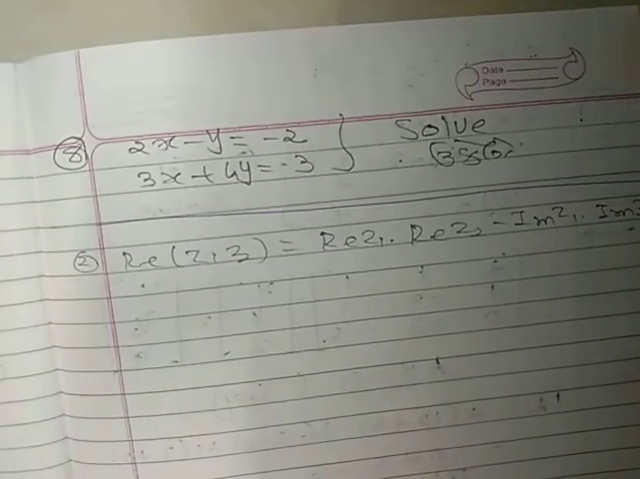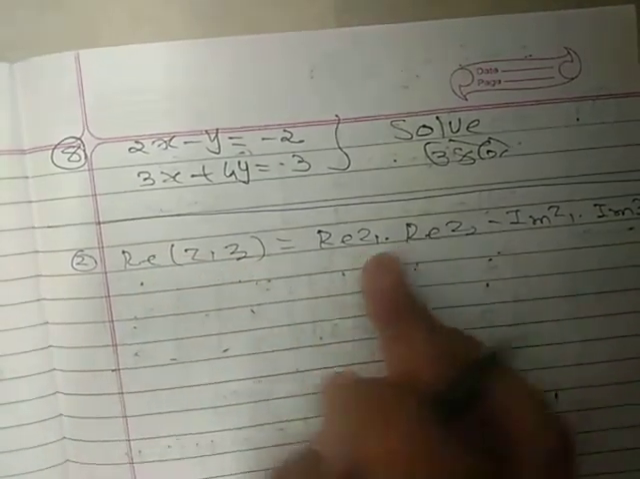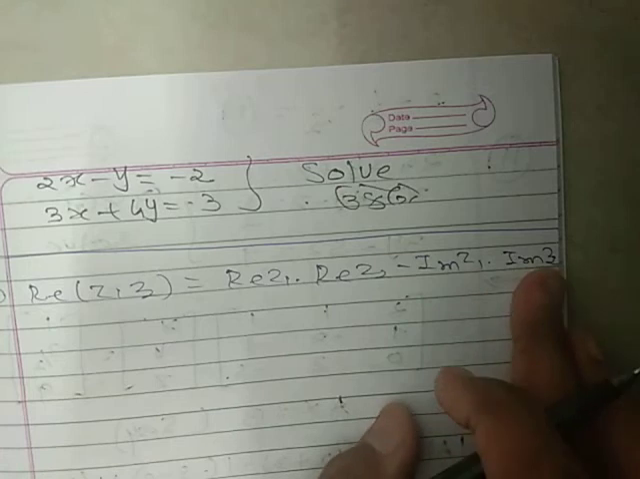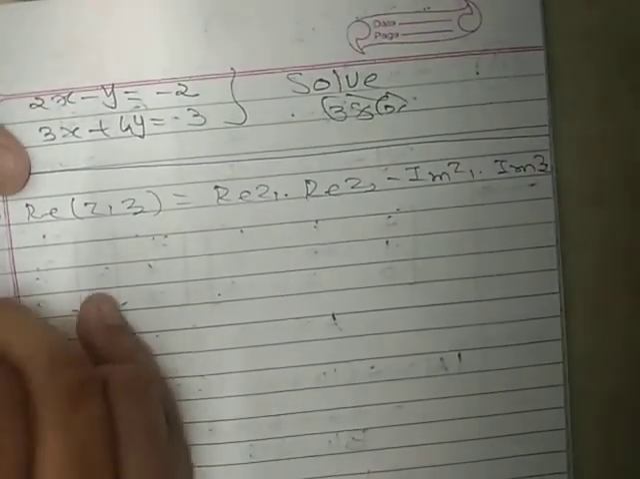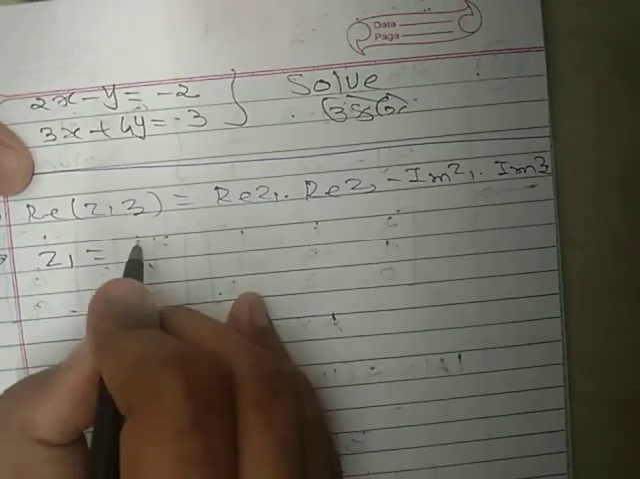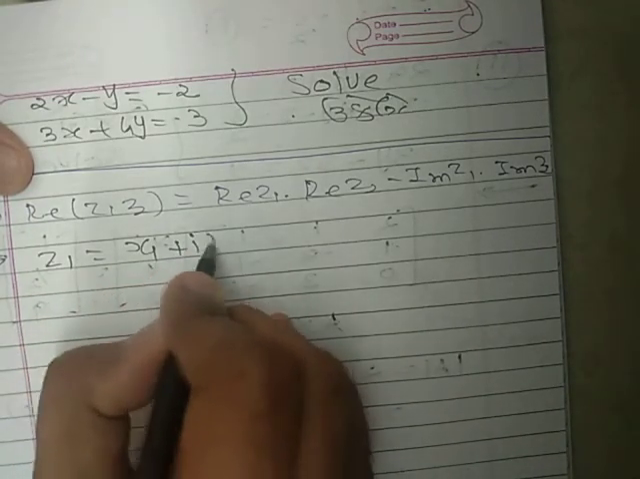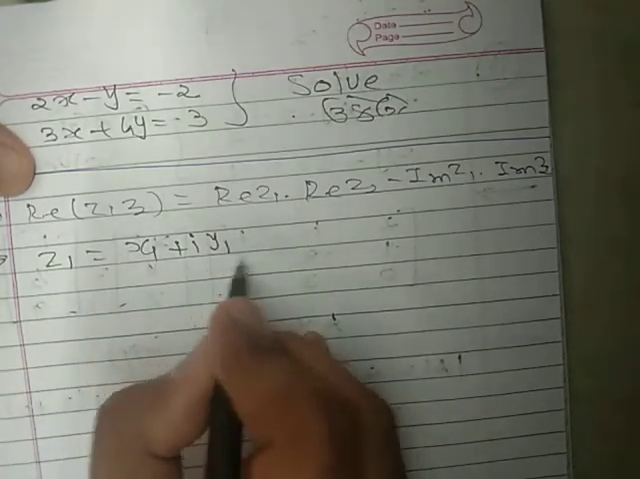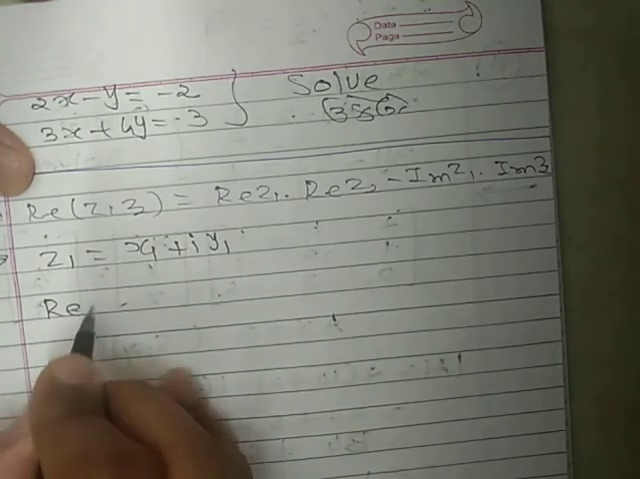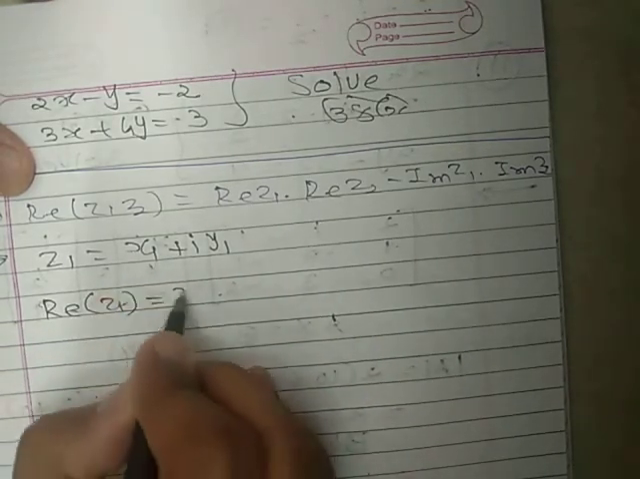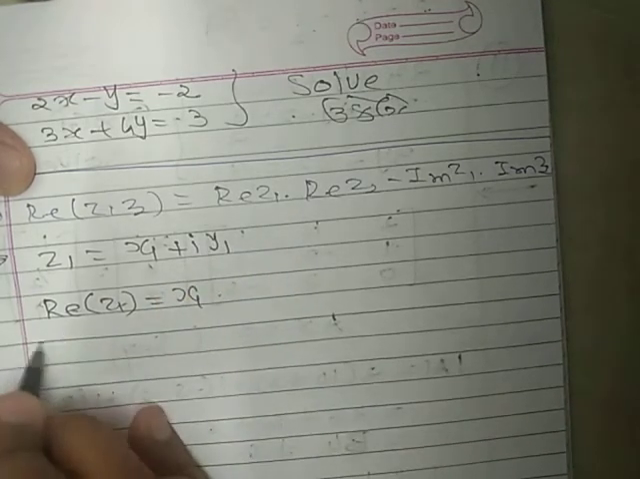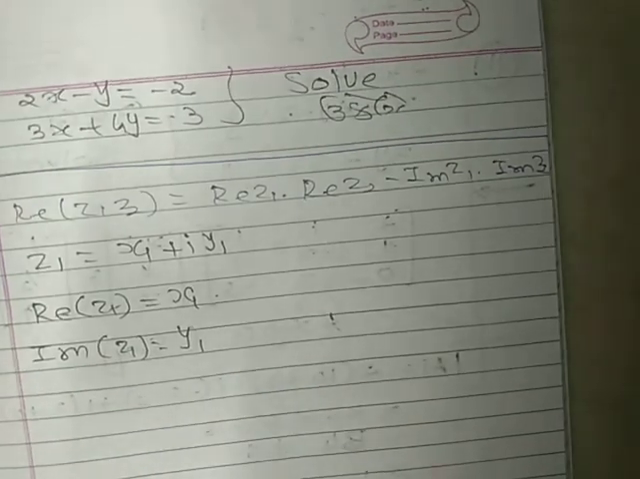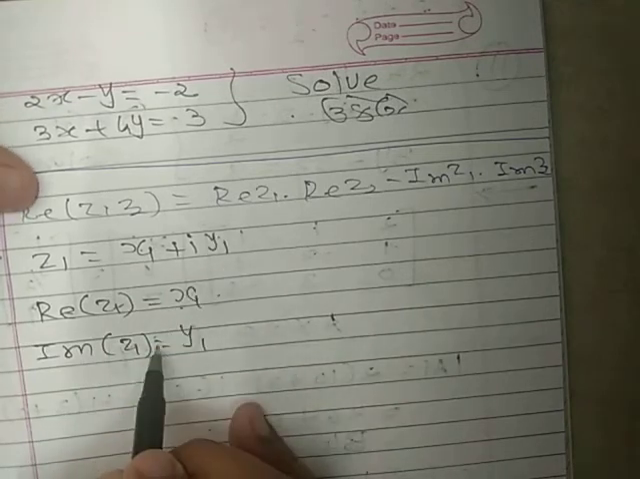Next, sum number 2: real of z1 z2 equals real z1 real z2 minus imaginary z1 into imaginary z2. Let me explain one point. Let z1 equal x1 plus iy1. This is the complex number. This is the real part, this is the imaginary part. Therefore real z1 equals x1 and imaginary z1 equals y1. Very simple, a real part and imaginary part, let's separate.